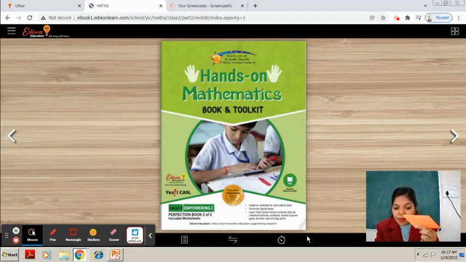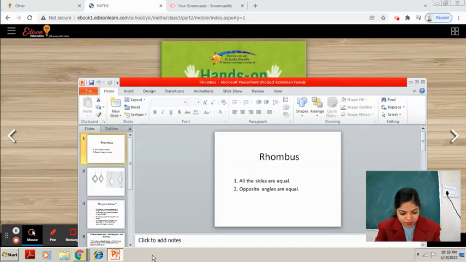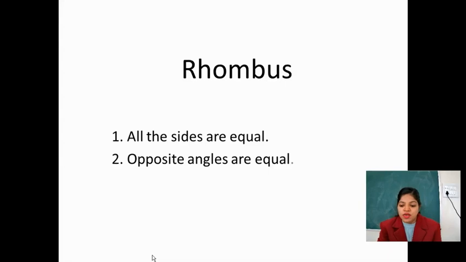Opposite sides are parallel. Means this side is parallel to this side. This side is parallel to this side. So the opposite sides are parallel. Is it clear? Now it is clear, trapezium and parallelogram. Yes or no? Yes. So students, today we will do rhombus. So we will make rhombus with the help of cutout.